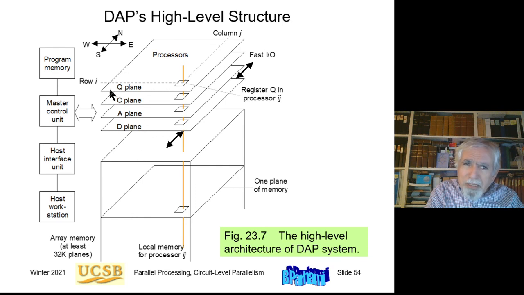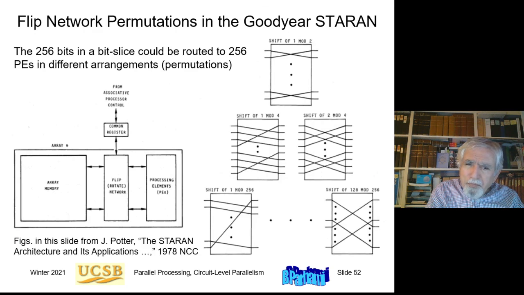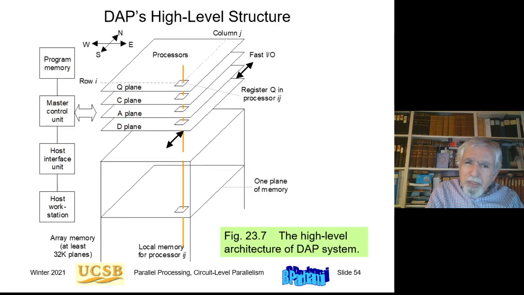So the processor that, say, is at this corner has access to these bits of memory in this corner. But the processors can exchange values through these. So this processor can send a value to one of its neighbors, and it can receive a value from one of its 4 neighbors. Okay, so this is the distributed array processor. A more recent example, although this one is quite old too, of associative processors.